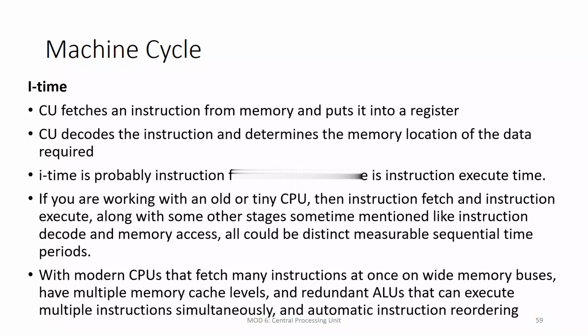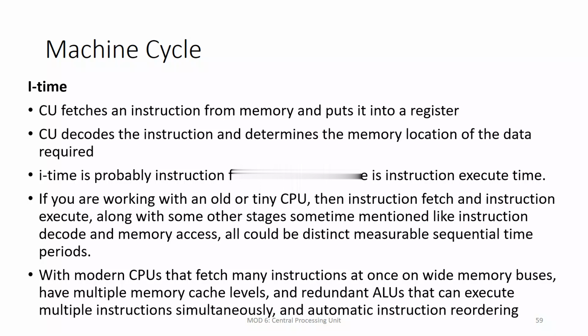Now it has a component called I-time, instruction time. This is when the CU fetches an instruction that you have channeled using any program. It has to put it inside the register, and from the register it can be decoded, and then the memory size for it is allocated and determined. Therefore, the I-time performs what is called the instruction fetch process. And the E-time deals with the execution time. So there is instruction time and there is execution time.